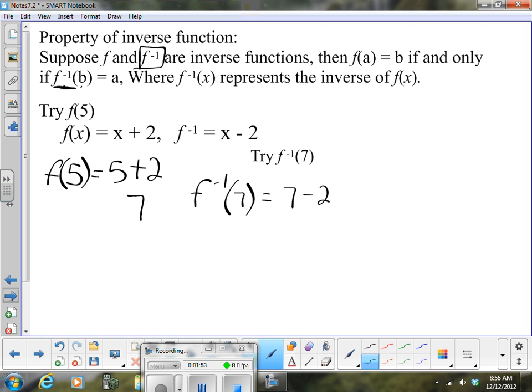5. So if you do one function, when you plug in one number to one function, it gives you an answer, and you plug that answer into the inverse problem, it'll take you back where you started from. That's what inverse does. It's like going in reverse order.